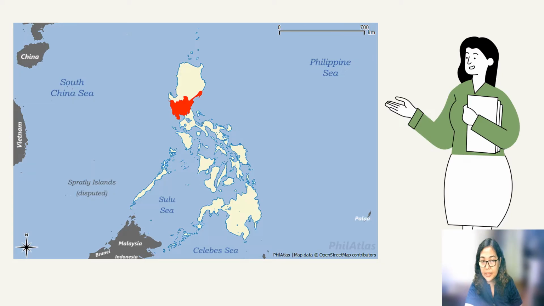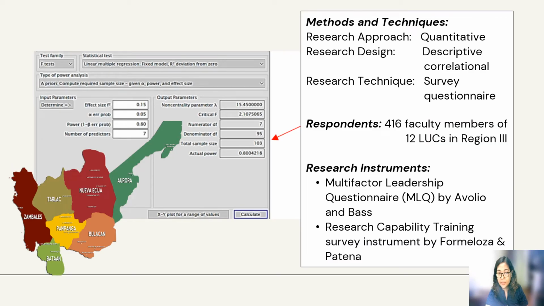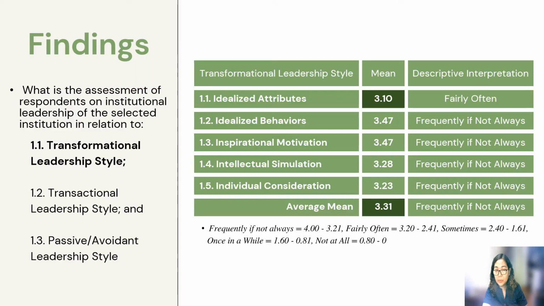Going back to the story, this study will focus specifically on Region 3, applying a quantitative research approach, descriptive correlational design, and utilizing survey questionnaire techniques through Google Forms, being the new norm during the COVID-19 pandemic. Sample size is computed using G-Power. Power analysis indicated that a minimum sample of 103 respondents would be required to demonstrate a multiple regression analysis with 7 predictor variables with a medium effect size of 0.15, an alpha error probability of 0.05, and a statistical power of 0.80. We now go to the findings.